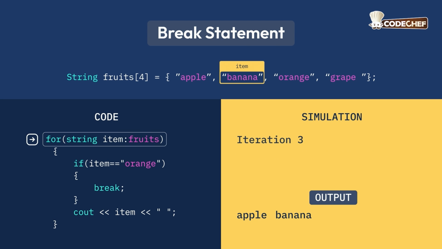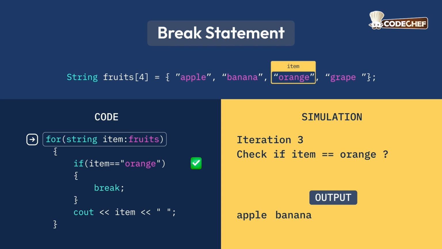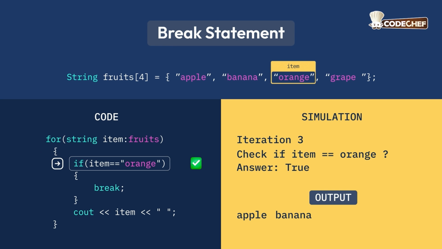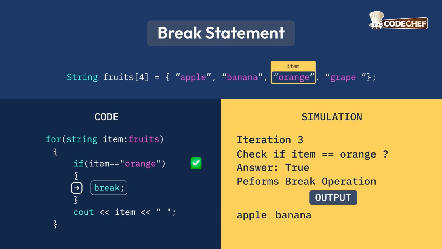Finally, in the third iteration, as the item value is orange, the if condition becomes true and control moves inside the if block. Break statement inside the if block is executed and the control exits the loop.